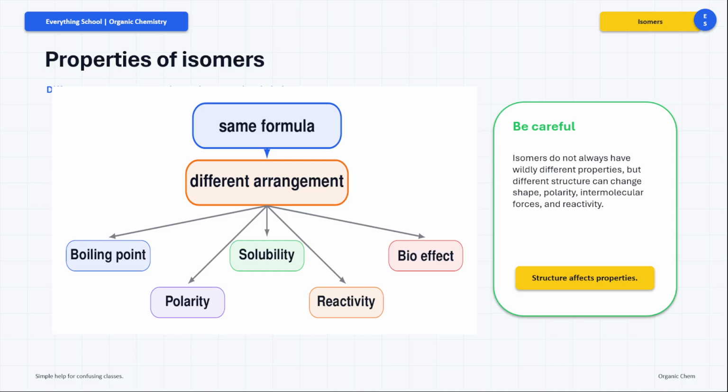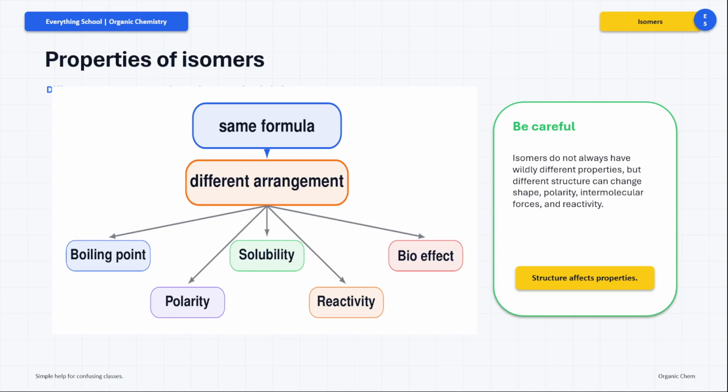Slide 21. Properties of isomers. Isomers can have different physical and chemical properties. That is because structure affects shape, polarity, intermolecular forces, and reactivity. For example, branching can affect boiling point. Changing the position of an OH group can change hydrogen bonding and reactivity. Changing an alcohol into an ether can strongly change chemical behavior.